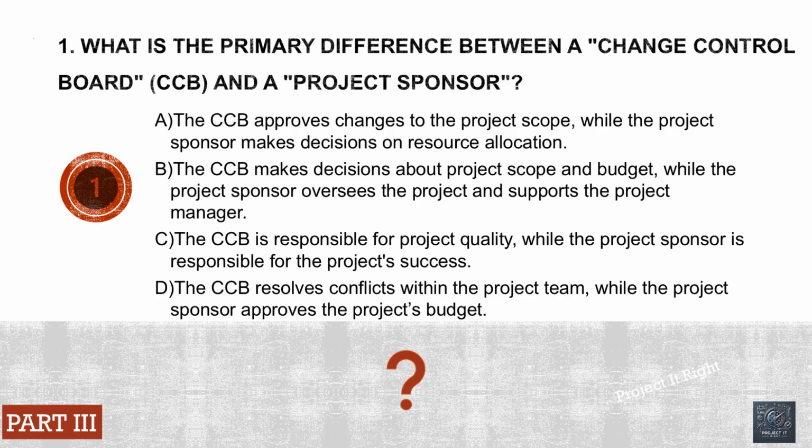1. What is the primary difference between a change control board, CCB, and a project sponsor? A. The CCB approves changes to the project scope, while the project sponsor makes decisions on resource allocation. B. The CCB makes decisions about project scope and budget, while the project sponsor oversees the project and supports the project manager. C. The CCB is responsible for project quality, while the project sponsor is responsible for the project's success. D. The CCB resolves conflicts within the project team, while the project sponsor approves the project's budget.